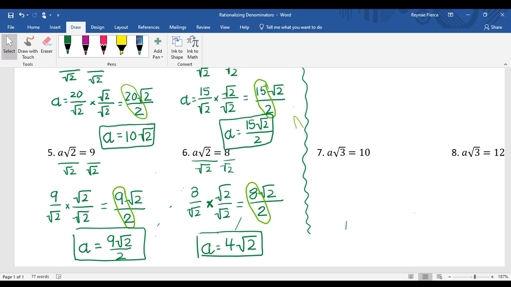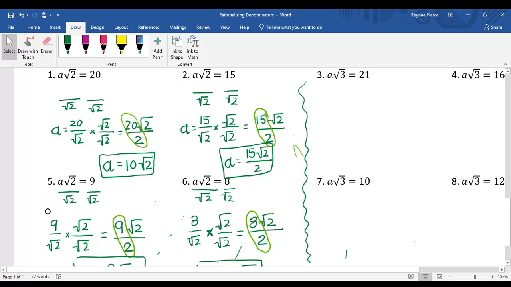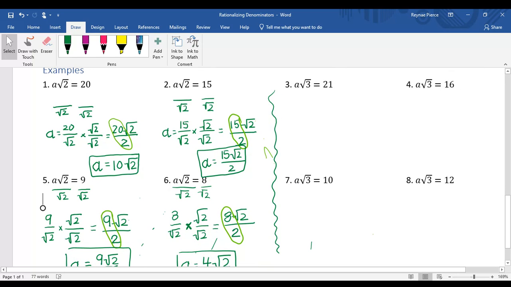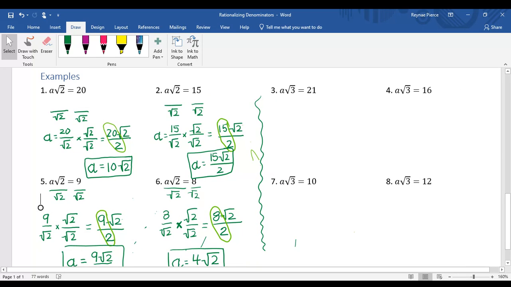Okay, so for these examples, one way to check your work, I guess, is if that hypotenuse is even, your answer will be just a number times the square root of 2. If your hypotenuse is odd, like in number 2 and 5, your answer will have a fraction.